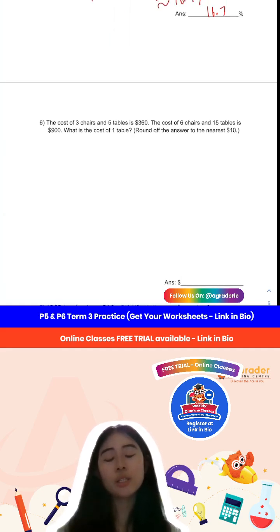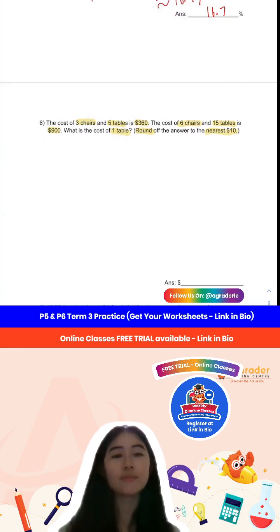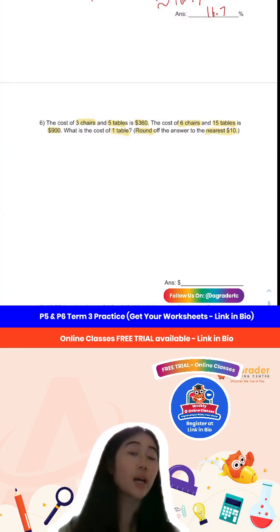Okay, so question 6. The cost of 3 chairs and 5 tables is $360. So the cost of 6 chairs and 15 tables is $900. What is the cost of one table? And you have to round your answer to the nearest $10. Okay, so I'll give you guys some time to try this.